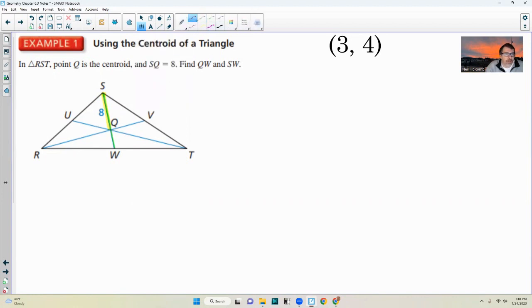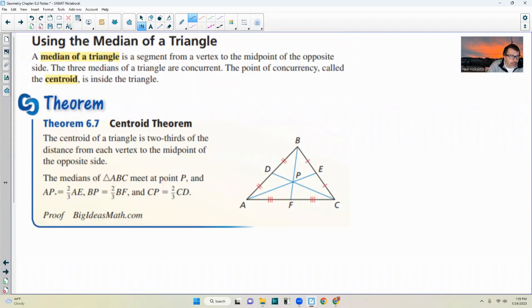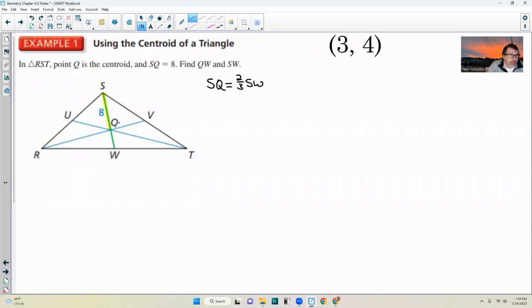So now what we're going to do is answer this question by saying that SQ, this longer piece of the median, is going to equal 2/3 of the whole median, SW. And I'm going to go back here, and that's what they're talking about here. So notice AP. AP is this long segment of the whole thing, and it is 2/3 of the whole thing, AE. So now I have SQ is 2/3 of the whole thing, SW. Well, we were given SQ is 8. So you write a formula, SQ equals 2/3 of SW.